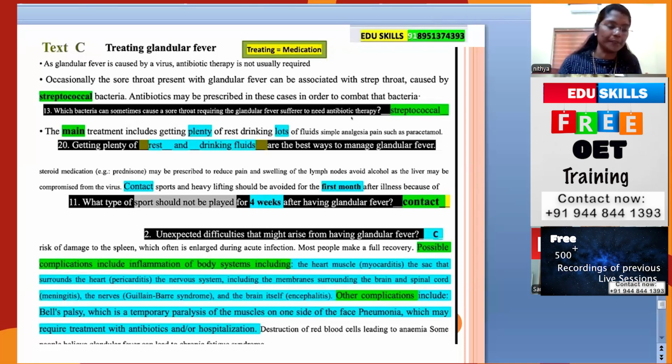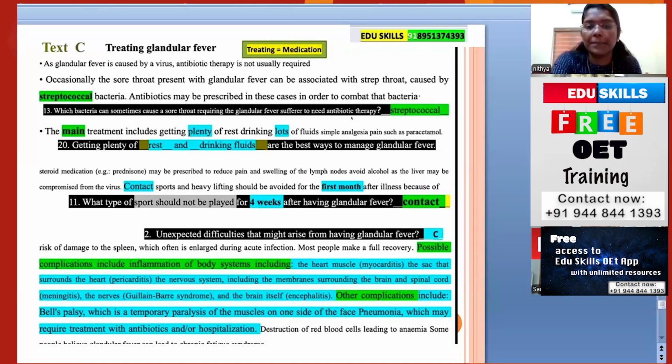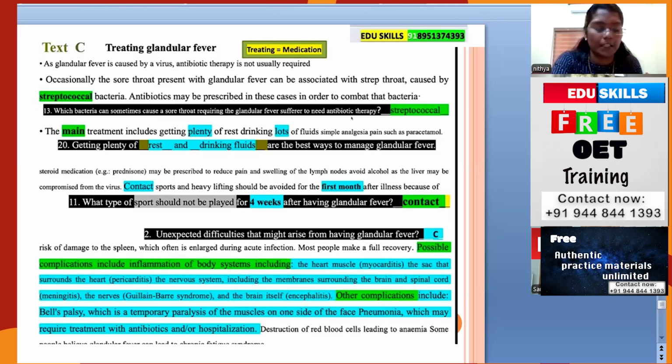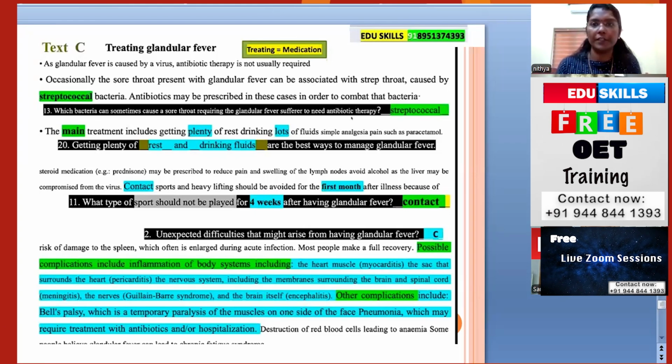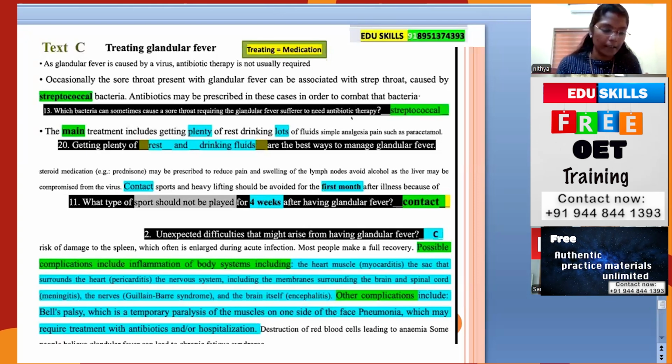Okay. Then the next one, the question comes under C. 20. Getting plenty of dash and dash are the best ways to manage glandular fever. Where is it? Already we have underlined the plenty. Lots under the adjectives. Then plenty of rest and drinking fluids. Already they have given the adjective in the question, plenty, and the conjunction is also there. So we have to write rest and drinking fluids, not rest, comma, drinking fluids.